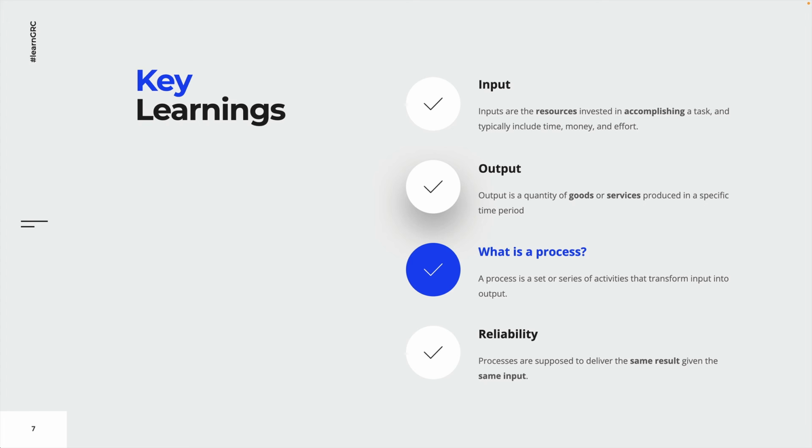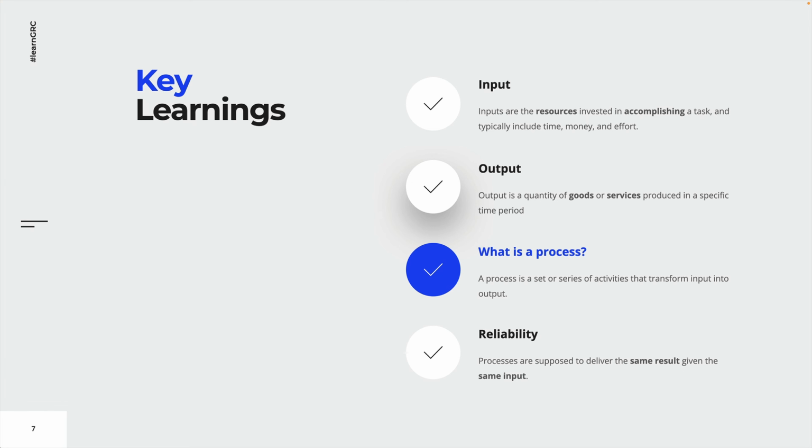Congratulations! You just finished the first lecture of this course. Let's have a look at the key learnings and repeat what we just learned. Inputs are the resources invested in accomplishing a task and typically include time, money, and effort. Output is a quantity of goods or services produced in a specific time period.